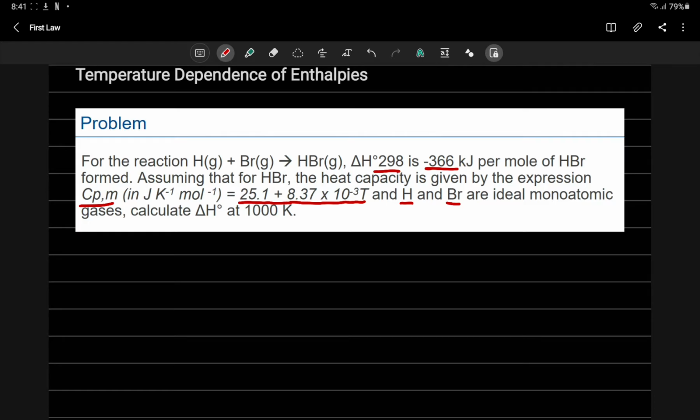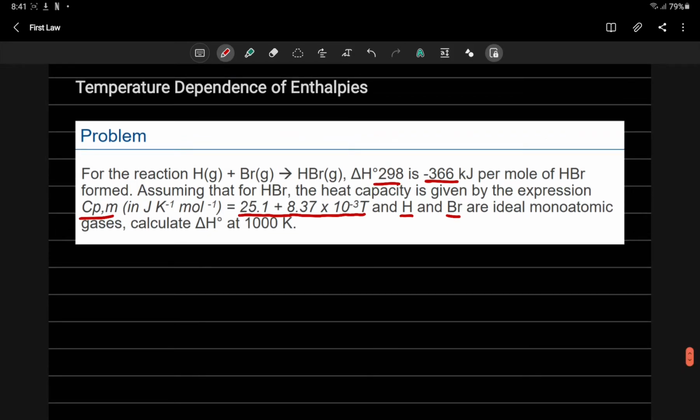So ibig sabihin, ang sinasabi ng problem na to, meron kang given na enthalpy already at 298 Kelvin. Pero paano kung gusto mong i-calculate yung enthalpy at another temperature? And in this problem, 1000 Kelvin yung hinahanap natin. So yan yung tinatawag nating temperature dependence on enthalpy. So how does enthalpy depend on temperature?